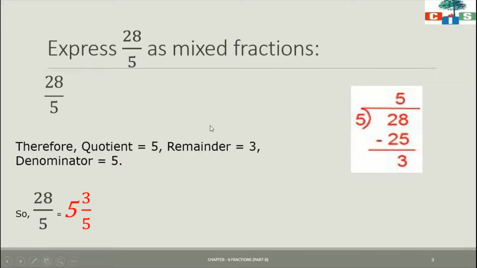Simply scholars, what you will do, you will divide numerator by denominator and you will obtain quotient and remainder, and then you will represent in the mixed fraction form. How do we represent? See, quotient as whole number, remainder in the numerator divided by denominator. Denominator will remain as it is.